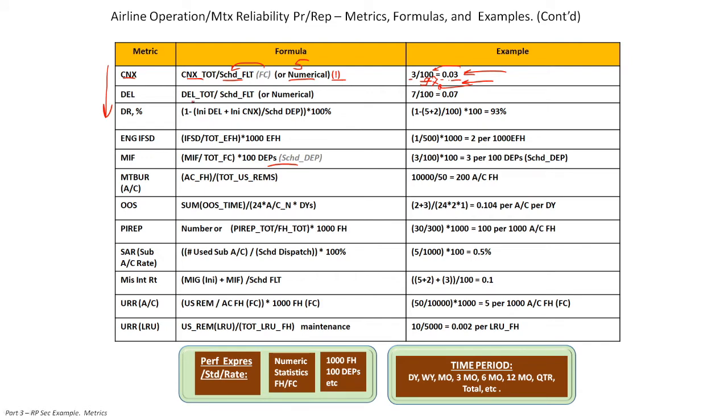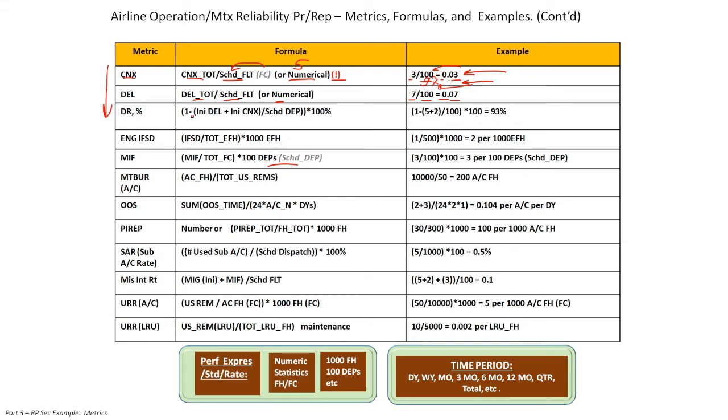Delay: total delays divided by scheduled flights, or we can use numerical. Again, some calculations here. Rate: let's say total delays we have 7, scheduled flights we have 100. After calculation we have 0.07.